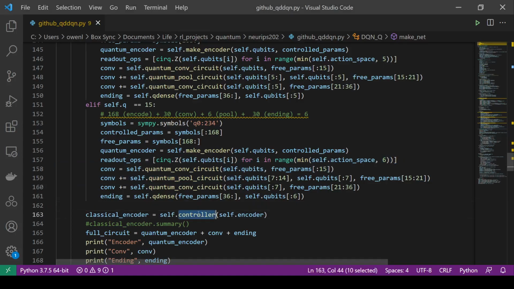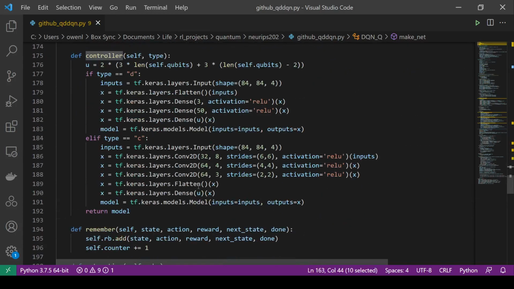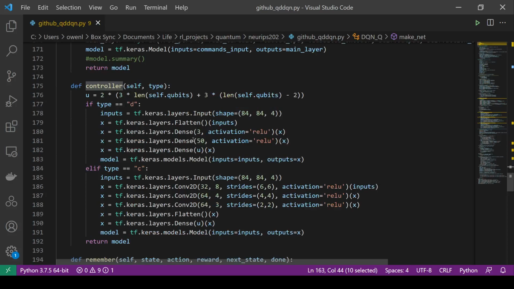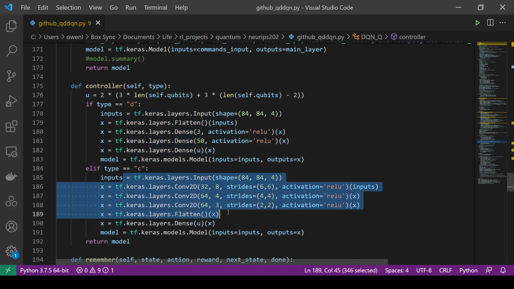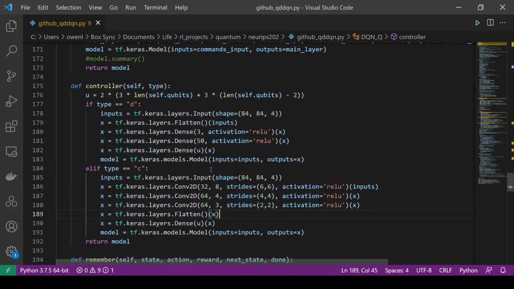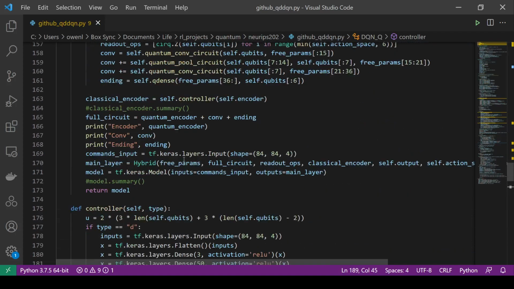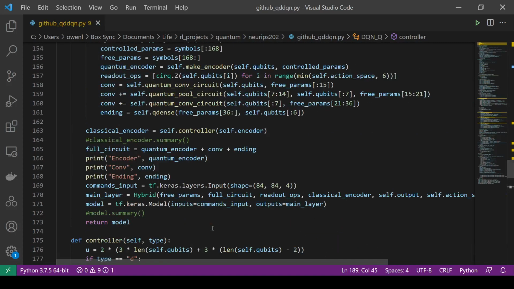We create the classical encoder, which I'll show you right here. It's just a neural network that's just some dense layers or some convolutional layers. That's all it is. Pretty really simple setup. And then we get the full circuit.